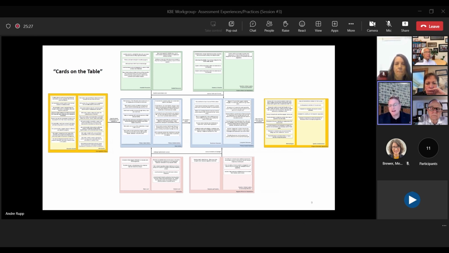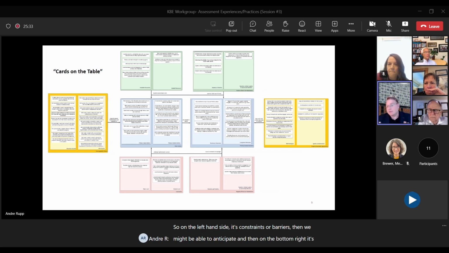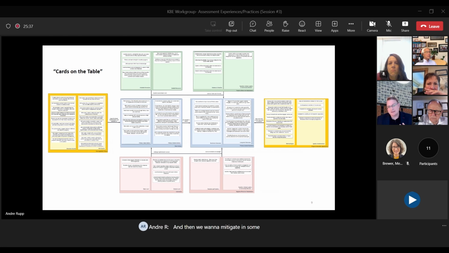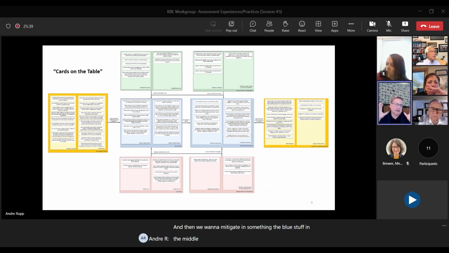So on the left-hand side, it's constraints or barriers that we might be able to anticipate. And then on the bottom right, it's negative effects that stakeholders might experience and that we want to mitigate in some way. The blue stuff in the middle, that's essentially the core, if you come at this from a Western perspective, saying there's some actions we want to take. And in this graphic, you'll see me differentiating between state and district level actions. And then there's some outcomes that we might hope these actions produce in the short term and in the long term.